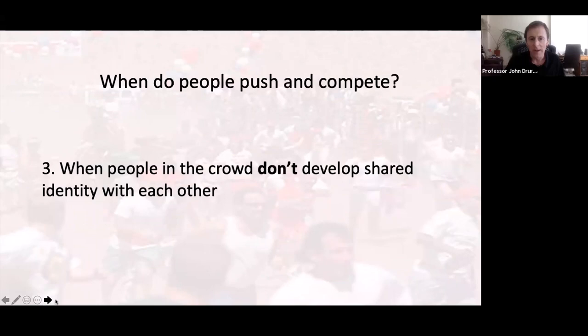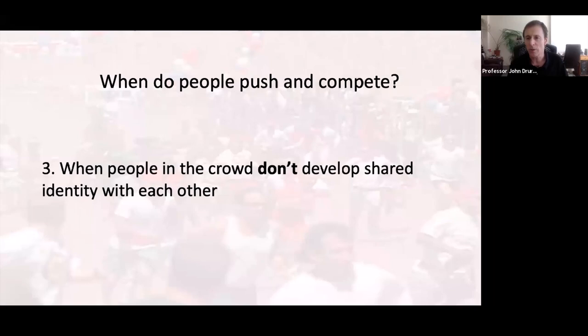In our own research, we've looked at the psychological conditions for pushing and competing. And I hope you can work out from what I'm going to say that the pushing and shoving, the competition, the collectively inefficient evacuation is more likely in those conditions where people don't have a shared social identity. It's obviously a very difficult topic to investigate. We as researchers use the full variety and range of tools. We use interviews, observations, surveys.